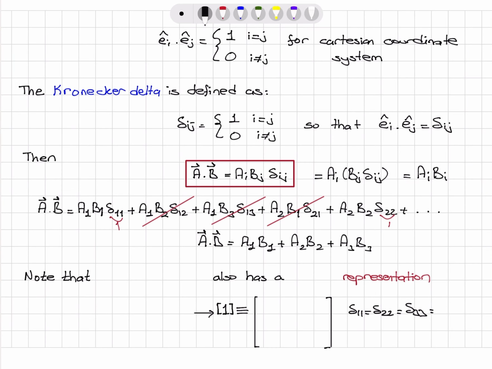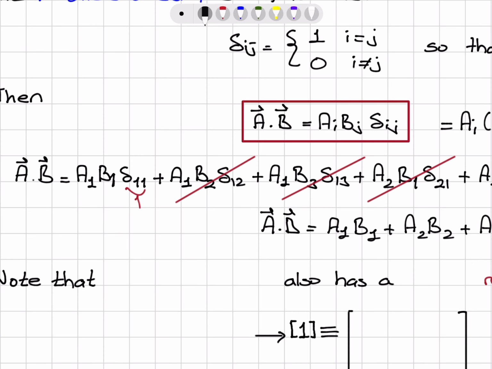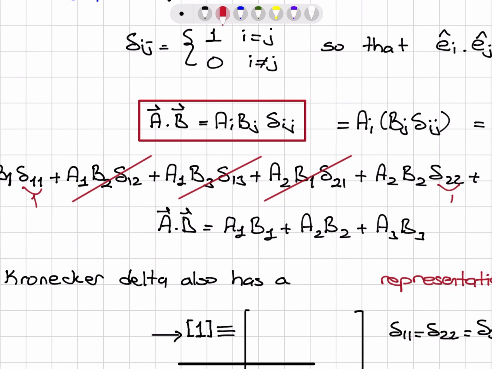Now I can try the matrix representation for the Kronecker delta. The Kronecker delta also has a matrix representation.